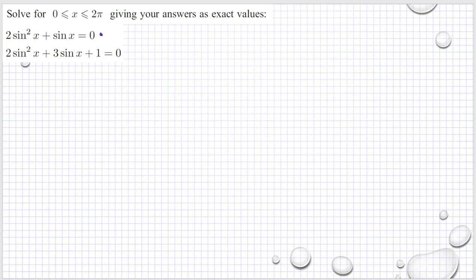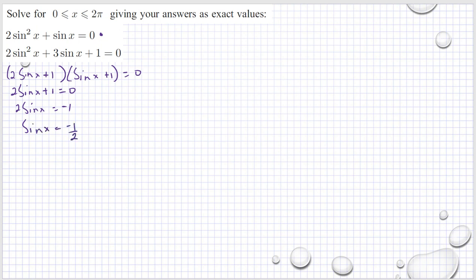Okay, then we have (2 sine x plus 1)(sine x plus 1) is equal to 0. So we have 2 sine x plus 1 is equal to 0. So we have 2 sine x is equal to negative 1, and then sine x is equal to negative 1/2.